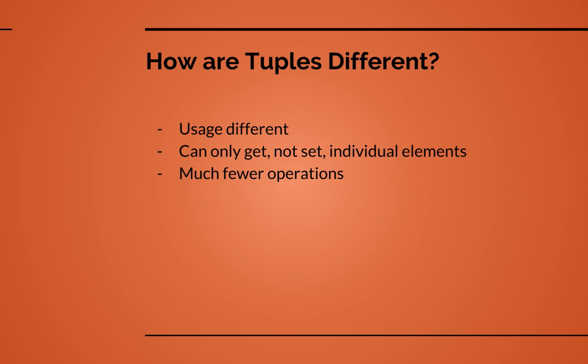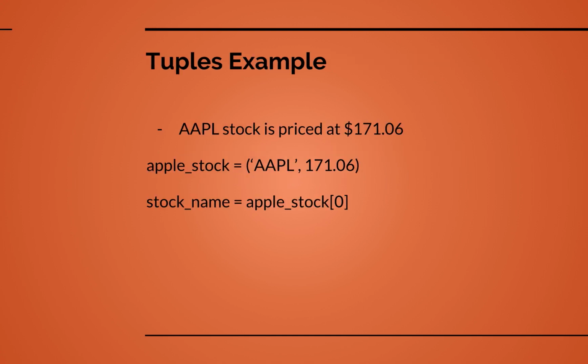Okay, so we can really think about tuples as being a much more rudimentary form of a list. So here's a really quick example, and actually we're going to look at a very, very similar example once we turn to the code. Here we have an Apple stock and it's priced at $171.06. So a tuple might look something like this. We'll call it Apple stock. In the brackets we'll have the stock name Apple and we'll have the price $171.06.